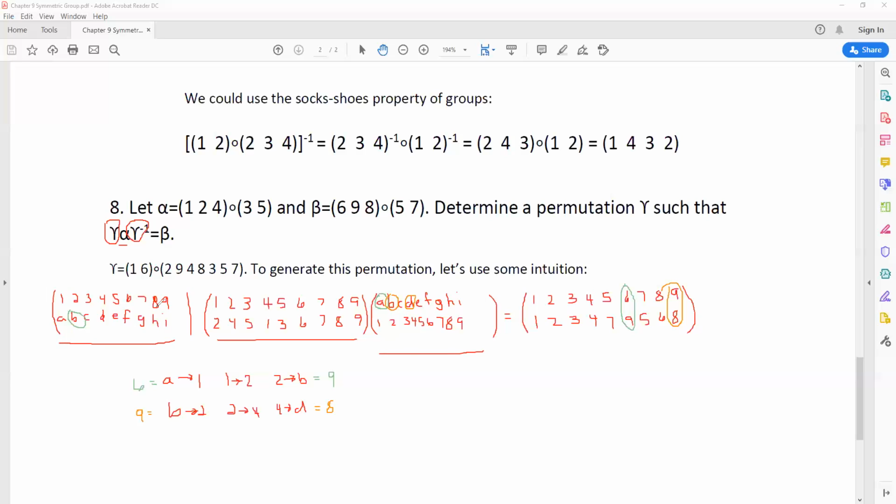And we can tell from the problem that if we compose these 3 permutations together, we get beta. But watch what happens if, let's say, you arbitrarily decide to see what happens with A.